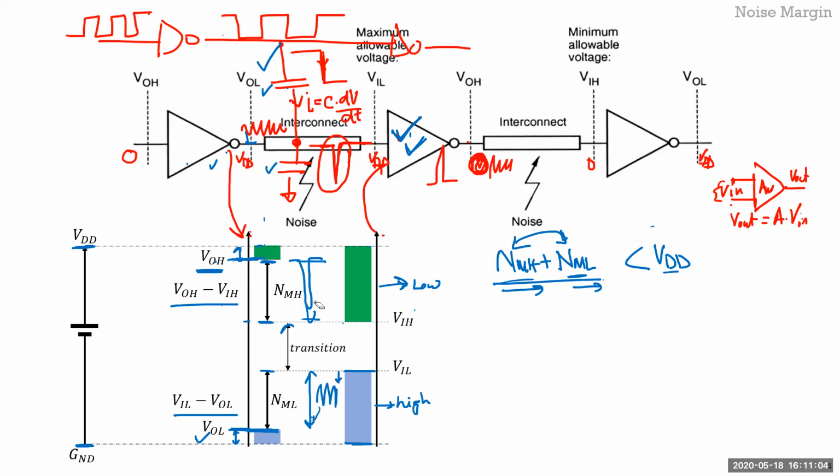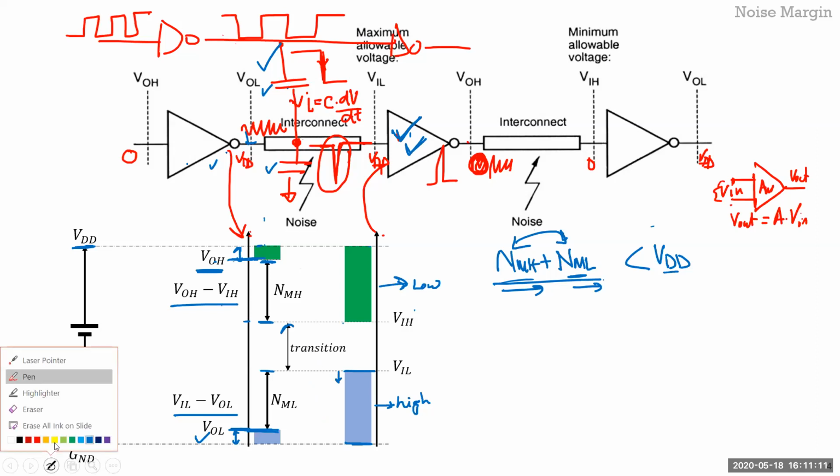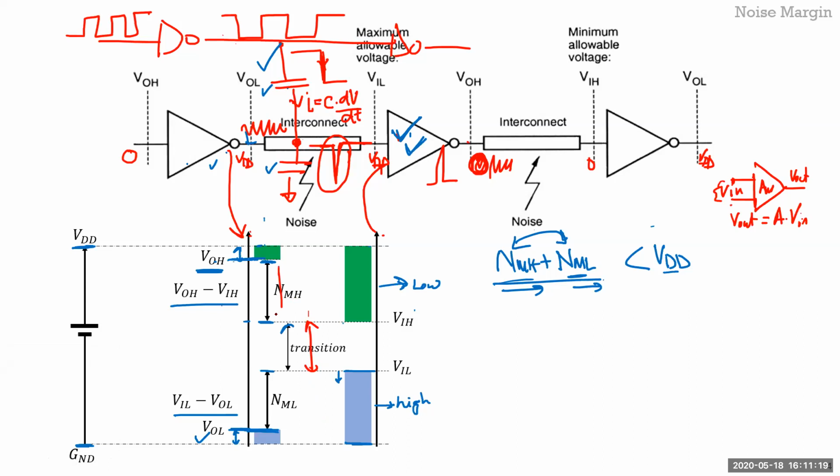Yes, that's correct. But you're not defining the noise margin in this region, right? Let me just, you're not defining anything in this region. All your definitions are in this region and this region, right? So as far as digital logic is concerned, this is a wastage of your voltage. You're not using it. I don't know if I got your question. Was that your question? Yes, sir. Okay.